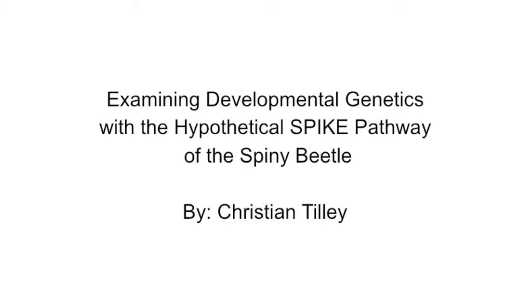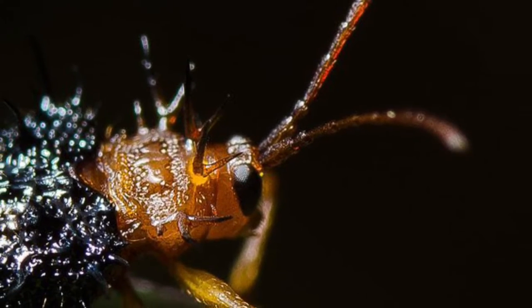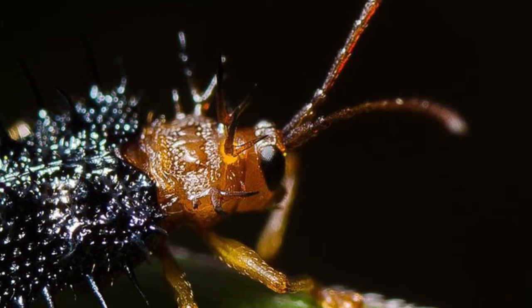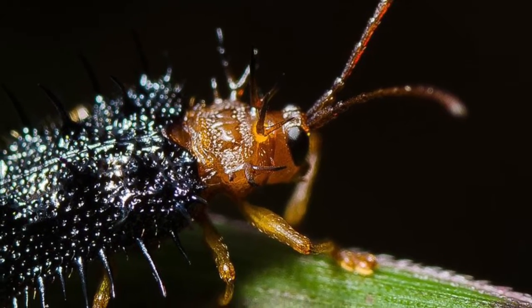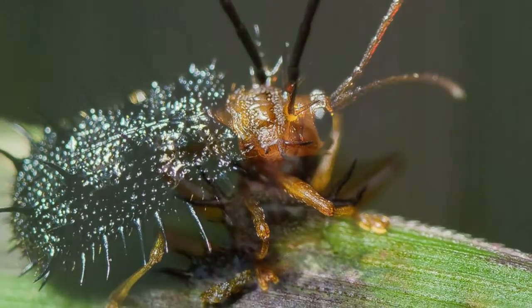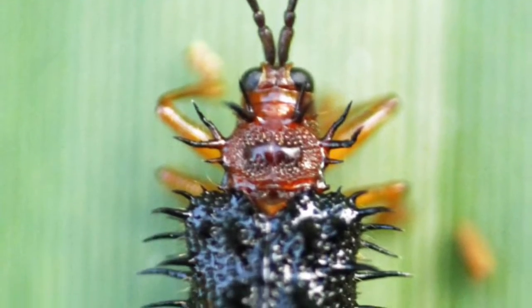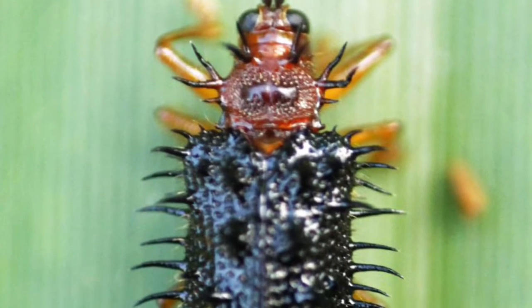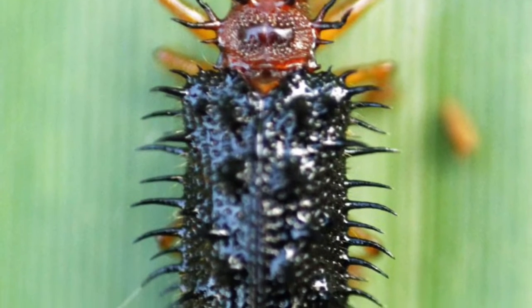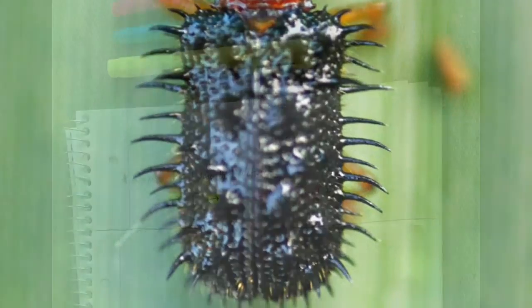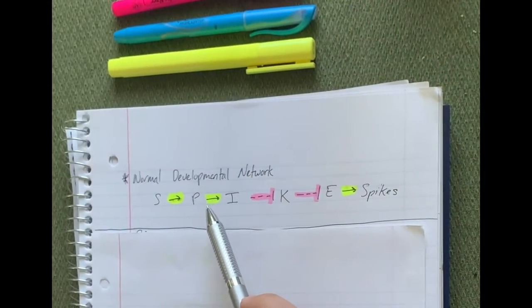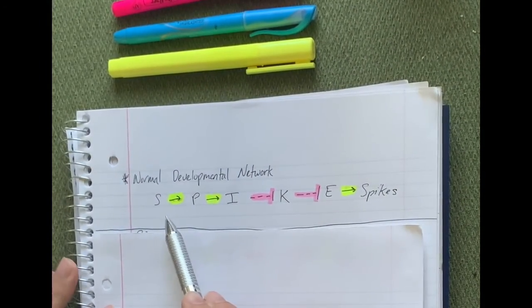This is examining developmental genetics with the hypothetical spike pathway of the spiny beetle. The goal of this video is to help understand the logic of gene-to-gene repression and activation and how mutations in a developmental sequence can alter the outcome of the pathway. To do this, we will be examining a hypothetical pathway that determines spike formation in the ectoderm cells of the spiny beetle.